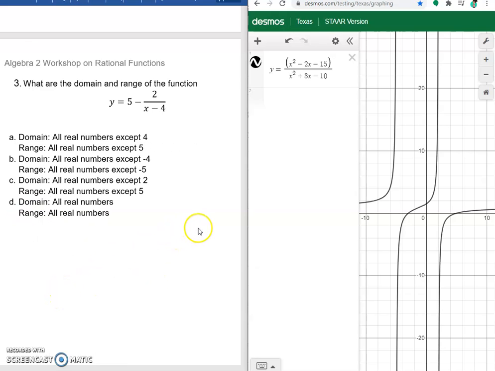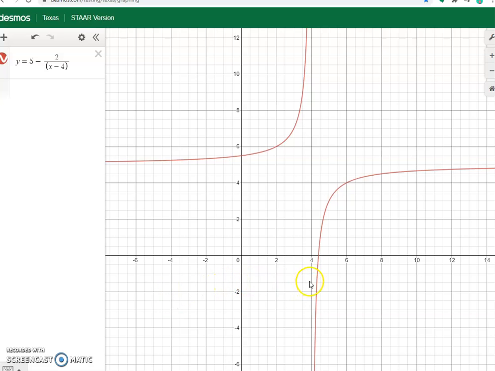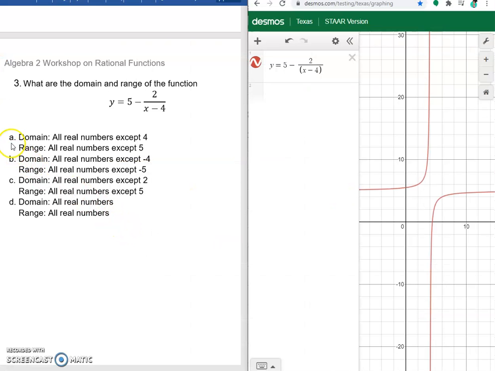Number 3, what are the domain and range of the function? Let's go ahead and plug that in on Desmos. Okay, so this is your graph, and as you can see, your domain is from left to right, except that your graph is not touching this vertical asymptote of x equals 4. And so your domain is the set of all real numbers except for 4. It will not touch 4. Okay? And your range is from bottom to top, except that it's not touching this horizontal asymptote, which is y equals 5. So your answer is A.